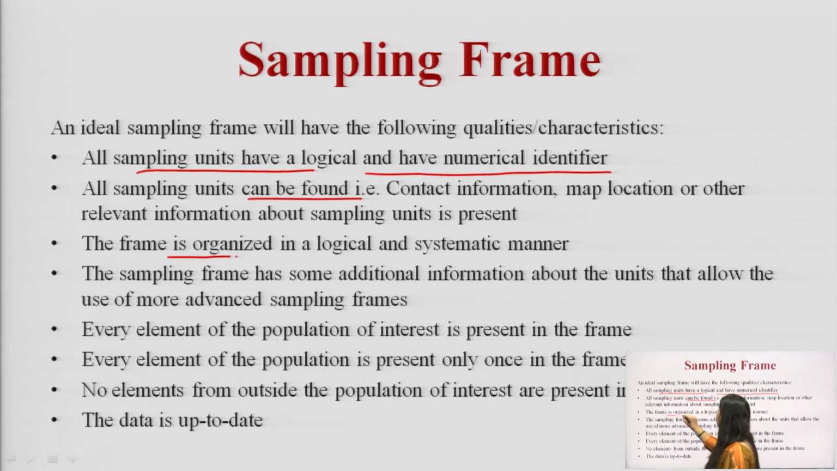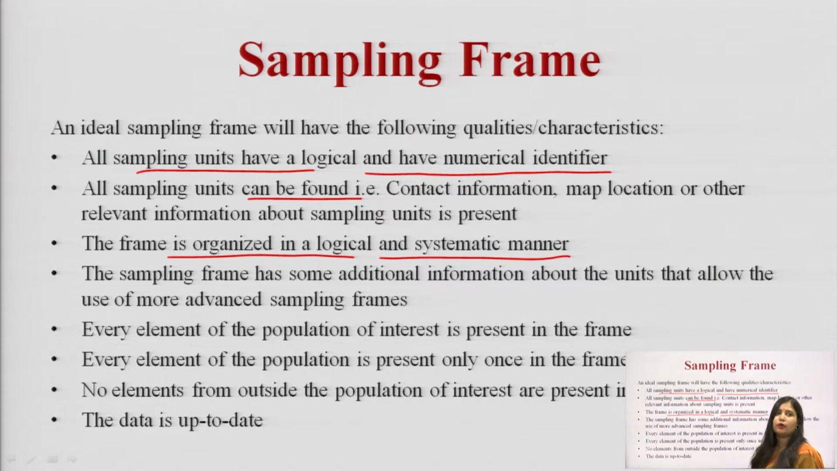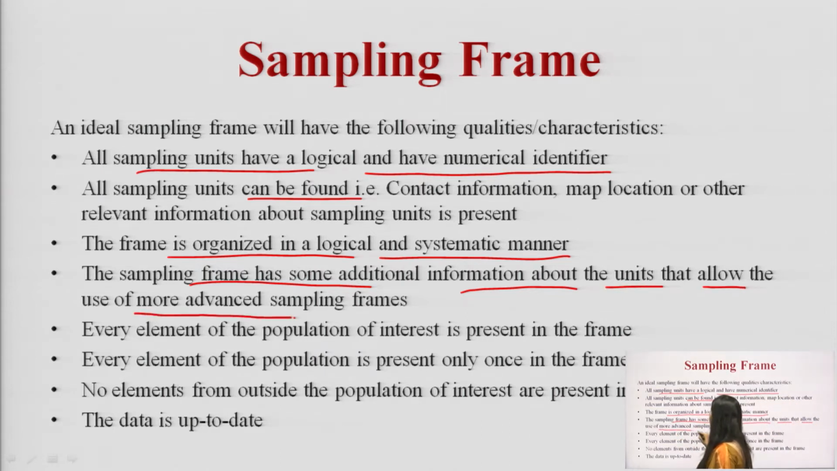Then the frame is organized in a logical and systematic manner. Whatever frame we form should be logical. If you conduct the study on the basis of age, then you should derive the appropriate portion of the sample from every single age group. Then the sampling frame has some additional information about the units that allows the use of more advanced sampling, because the sampling frame provides you some additional information, so you can use more advanced sampling also.